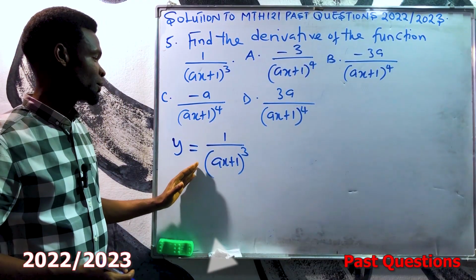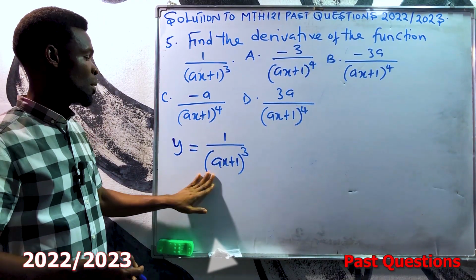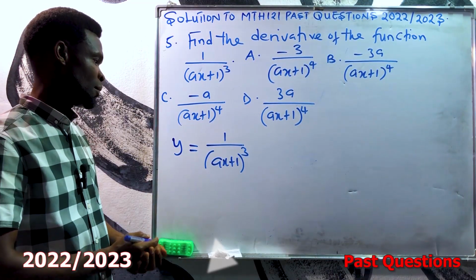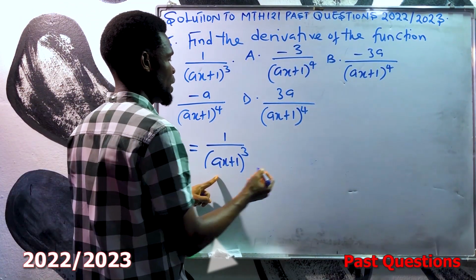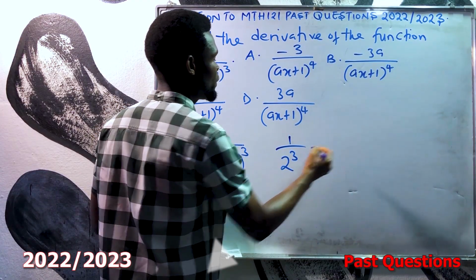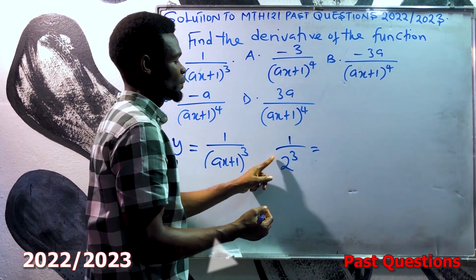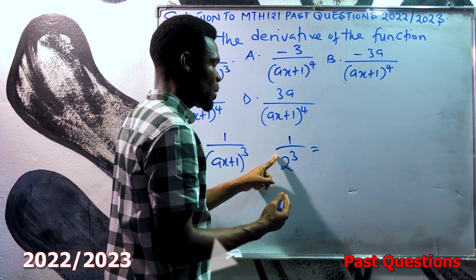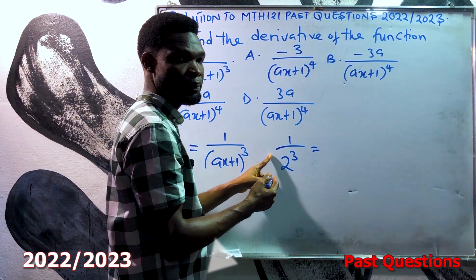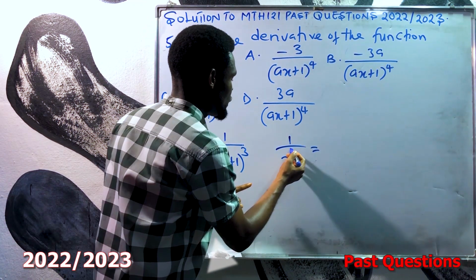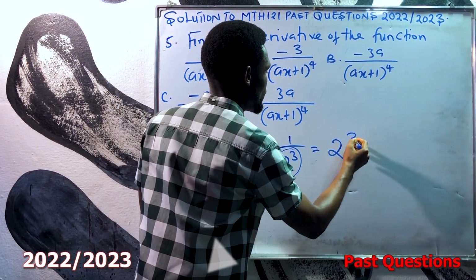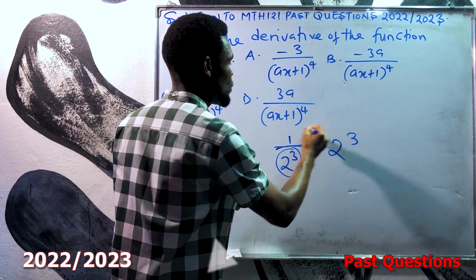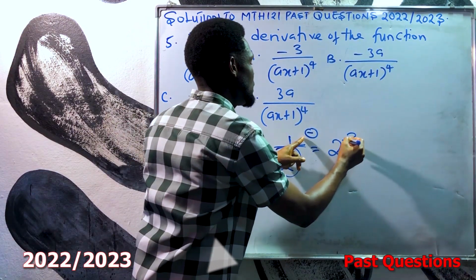This function is a rational function, but we know from the laws of indices that if I have 1 over 2 raised to the power of 3, that's a fraction, the negative power form of this will be, pick the denominator, that's 2 raised to the power of 3. Mathematically, what is 1 over? 1 over is this small negative sign here. So you put it here.